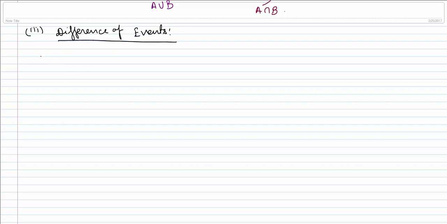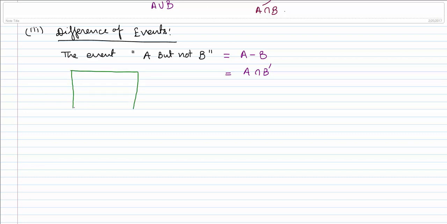Next subtopic we have is difference of events. How we subtract two events, how we subtract one event from another. So we have here the event A but not B, which is the difference of events A and B, and we denote it by A minus B. If we think of set theory, then we will have A intersection B complement. Let's have a look how we are having this A but not B.